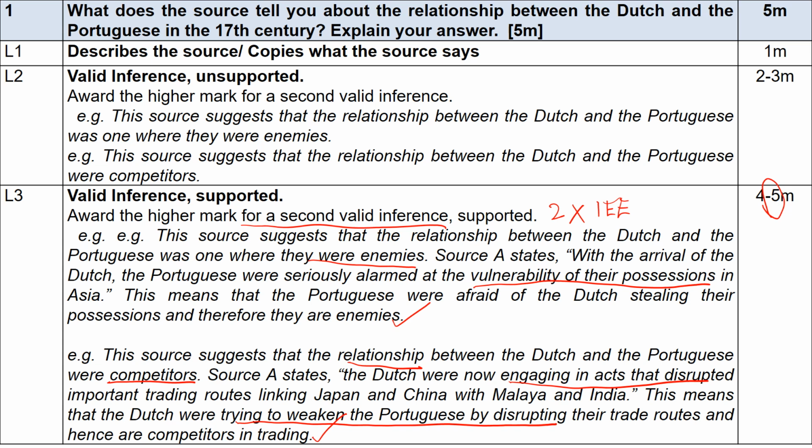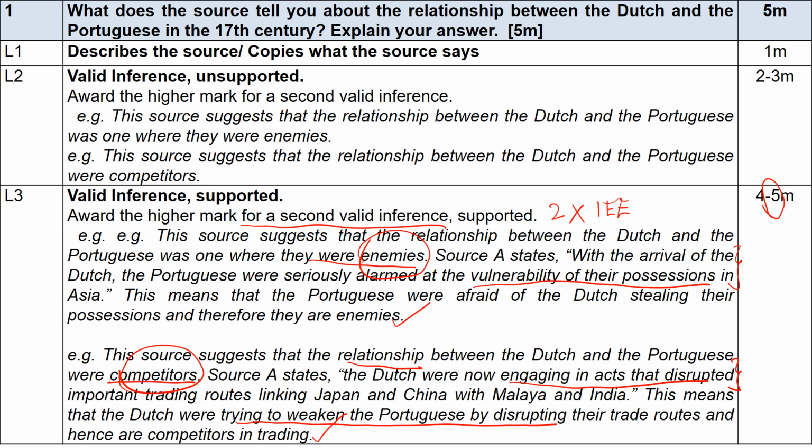Okay, why is this considered 2 unique inferences? Because enemies and competitors is not the same. Okay, you're suggesting 2 different things about them. Secondly, look at my evidence. The evidence that I use here and the evidence that I use here are different. So I am making a valid inference.